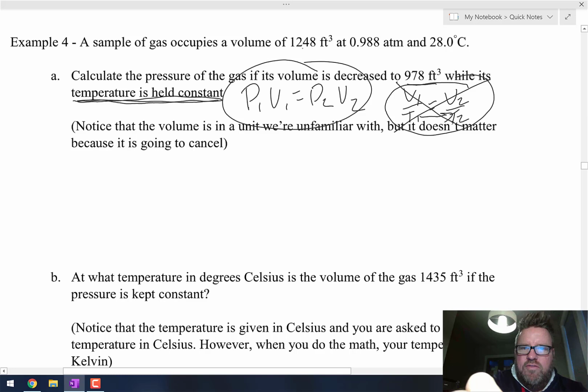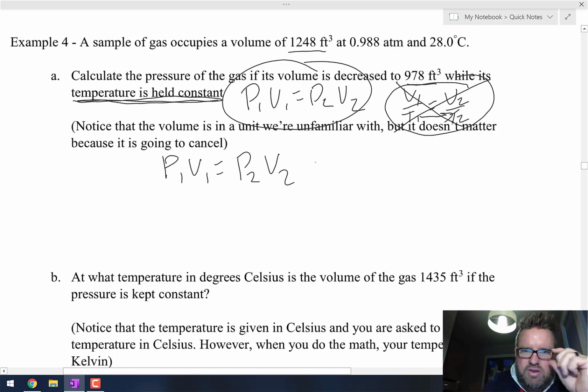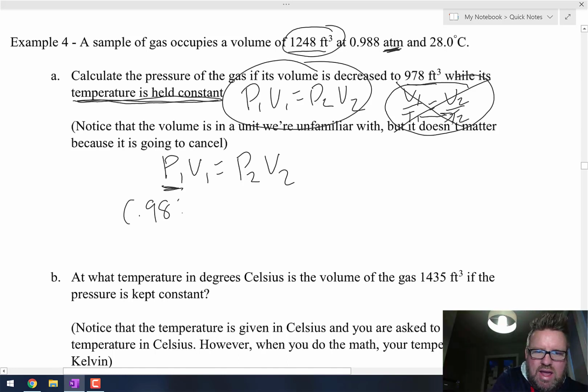So the volume is 1,248 cubic feet. So I'm going to use P1V1 equals P2V2. Okay? And yes, we've got a weird volume we've never seen before, but watch, it's going to disappear anyway. So what's our initial pressure? And that's where understanding these units is really important. It never says the pressure is. It just says it's at 0.988 atmospheres. You just have to know, oh, atmospheres is pressure. So it's 0.988 atmospheres.